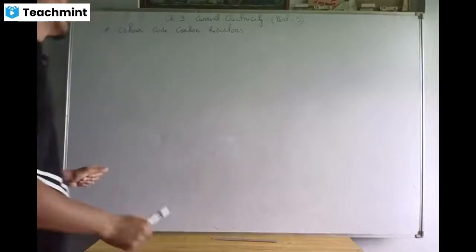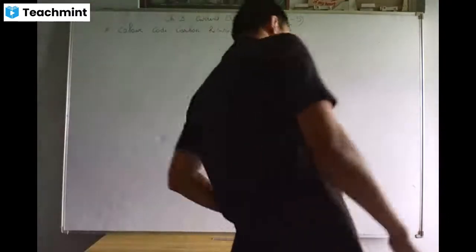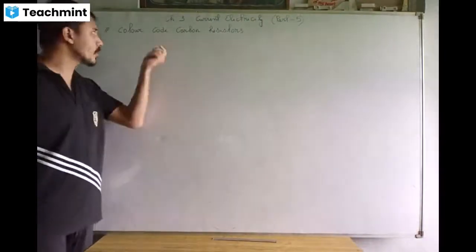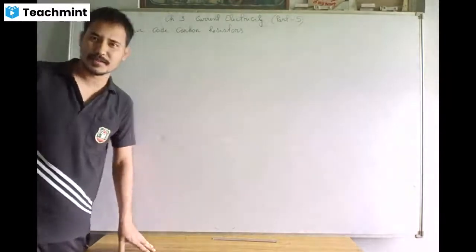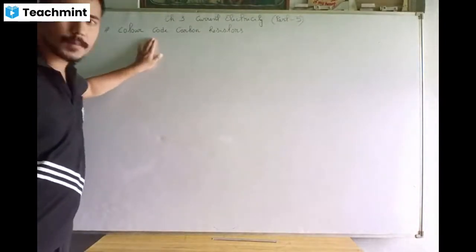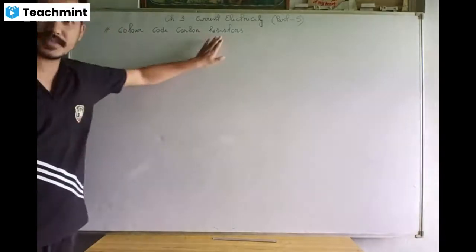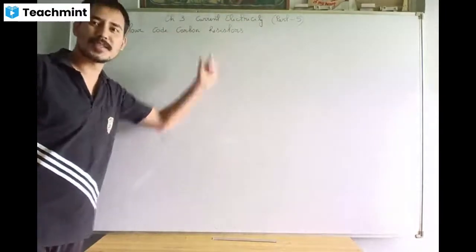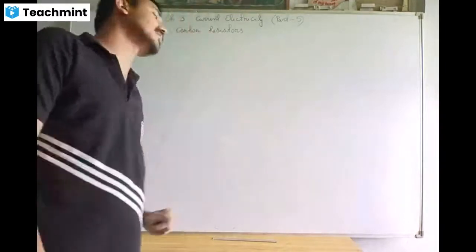Okay, so chapter 3, current electricity, this is going to be the fifth class, part 5 of this chapter. Today our main topic is color-coded carbon resistors. Forget about the color code for now. What are these carbon resistors? That is all you have to know first. What are these resistors?